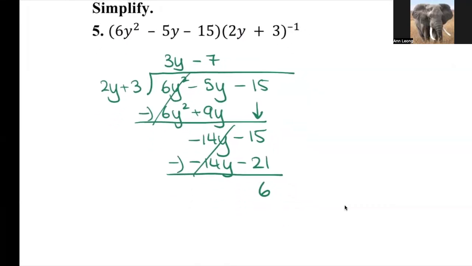All right, so my final answer is going to be 3y plus 7, or sorry, 3y minus 7 plus 6 over 2y plus 3. Final answer.